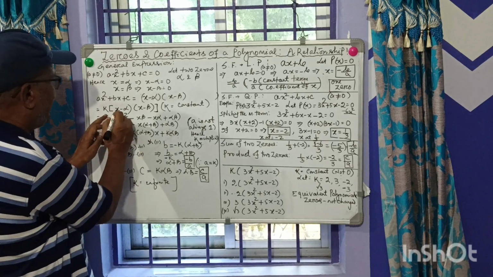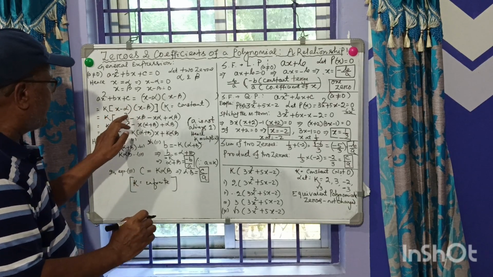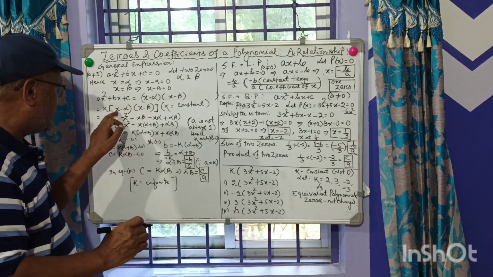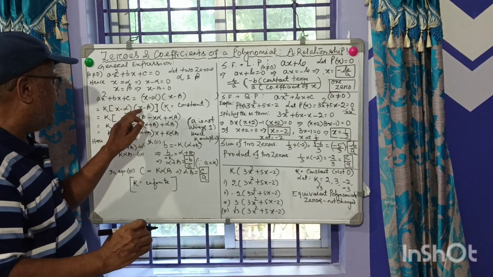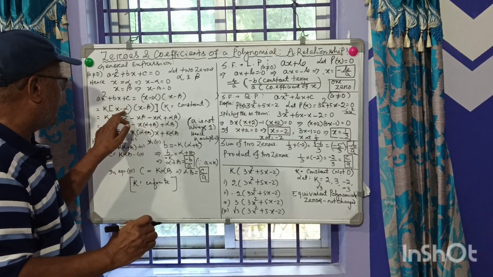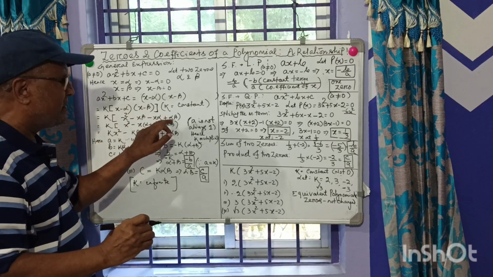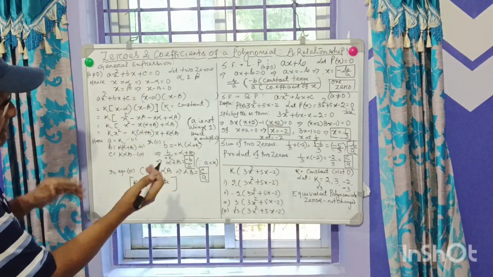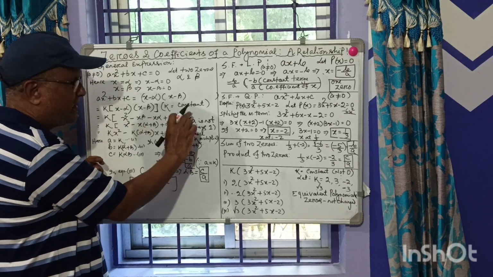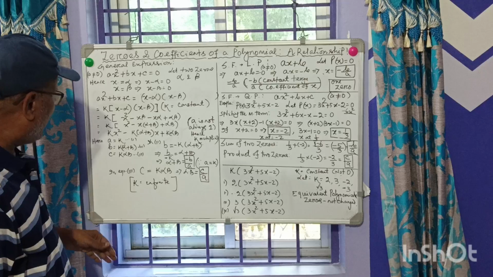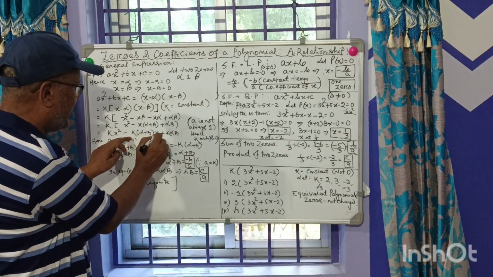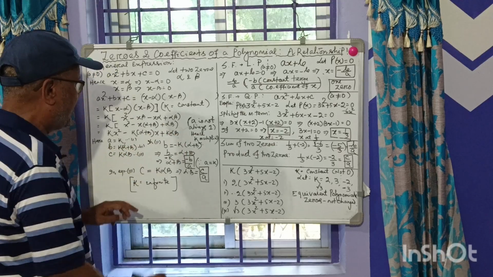Now you multiply it. x into x² gives x², x into -alpha gives -x alpha, x into -beta gives -x beta, and -alpha into -beta is plus alpha beta. That is very simple. Now multiply with each term. After multiplication we get kx² - k(alpha + beta)x + k alpha beta.